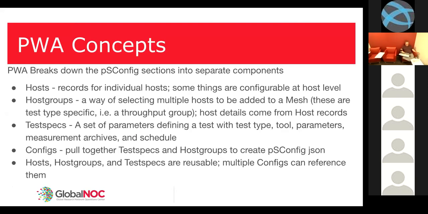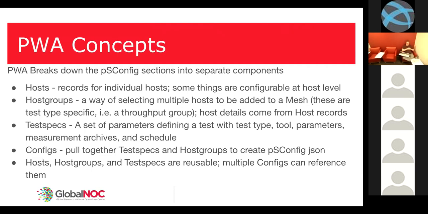So PWA takes the pSConfig format, the different sections of it, and breaks that into separate components. So first of all, hosts are just records for individual hosts. These are drawn from the lookup service or lookup services, and also your manually defined hosts. And there are some things that are configurable at the host level, like you can set a flag for a host to always archive its test results locally, no matter what, that sort of thing.